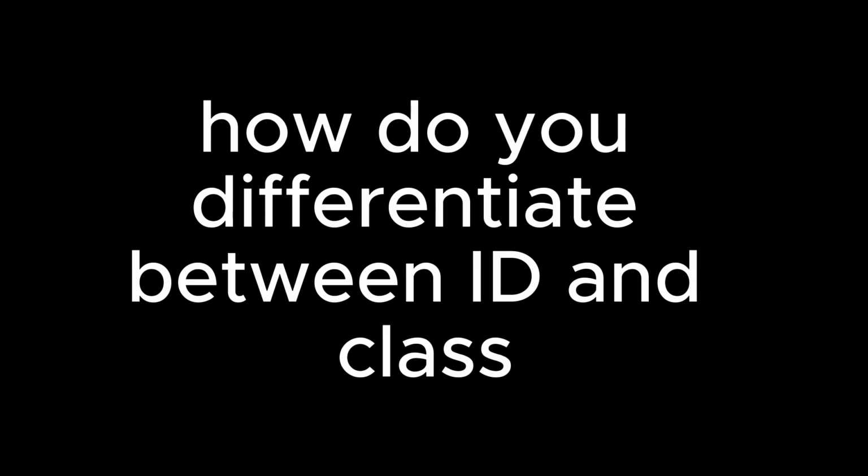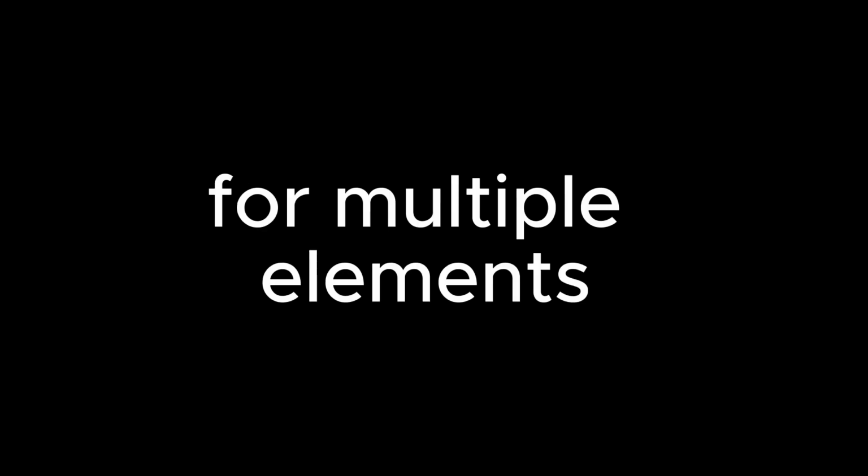Question 14. How do you differentiate between id and class attributes in HTML? Answer. The id attribute is unique in a page and is used to select a single unique element. On the other hand, a class can be used multiple times in a page for multiple elements.